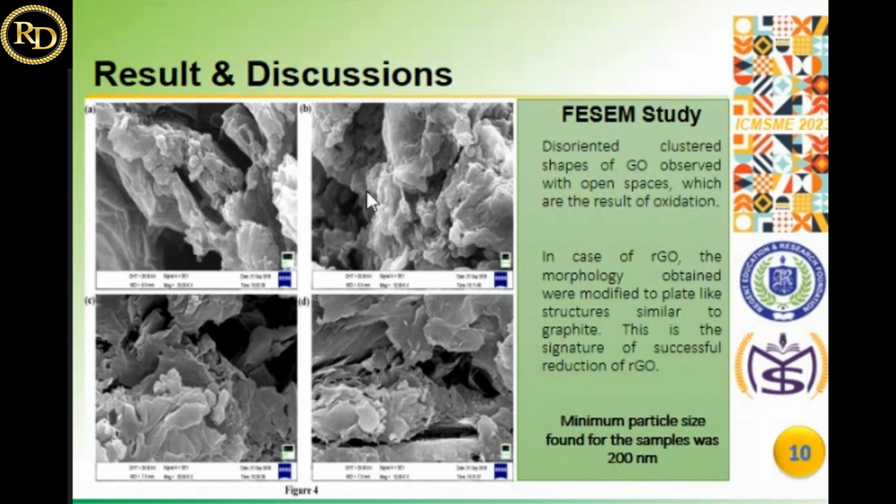And figures C and D are the microscopic figures of reduced graphene oxide, and we can see certain plate-like structures have been formed. So these planar structures are mainly seen in reduced graphene oxide. This is also a signature of a successful reduction of graphene oxide into its reduced form. And the minimum particle size found in the sample is around 200 nanometers.